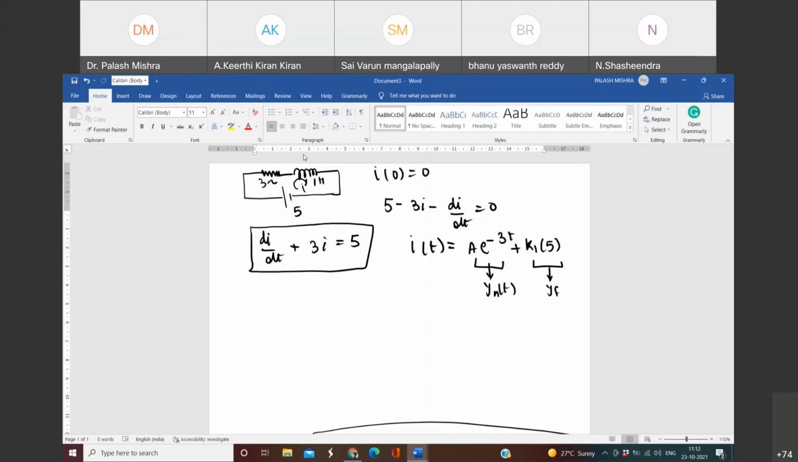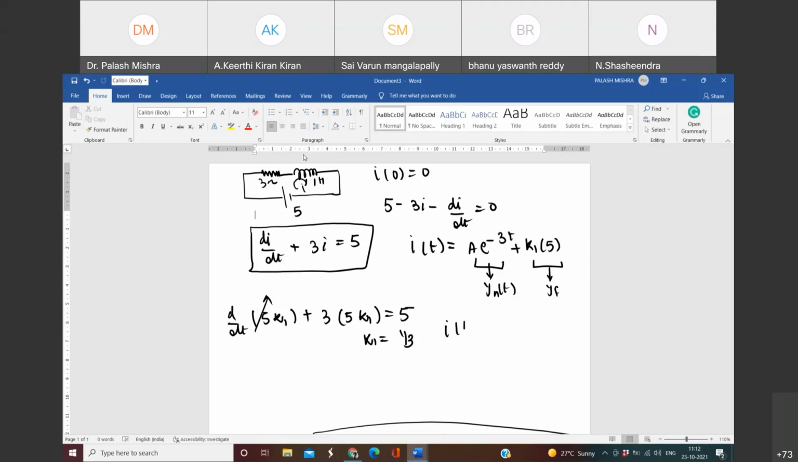Now how to find k1? Can someone tell me? Please find the k1 value. You have to put this forced response into this equation. So d by dt of 5 times k1 plus 3 times 5 k1 equals 5. If you differentiate this, this will become 0 and k1 will become equal to 1 by 3. Any doubt in this?